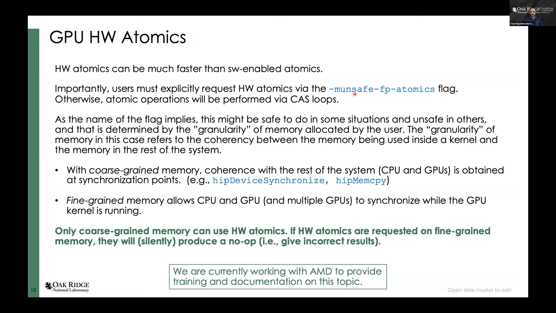And so that might strike people as sort of strange at first to see, okay, I've got this unsafe flag. And what this is referring to is sometimes it's unsafe to use this and sometimes it's safe. And whether or not it's safe or unsafe is determined by the granularity of the memory that's allocated. So the granularity in this case simply refers to the coherency between the memory being used inside of a kernel and the memory outside on the rest of the system. So there's two different types of memory or granularities. There's coarse-grained memory and fine-grained.